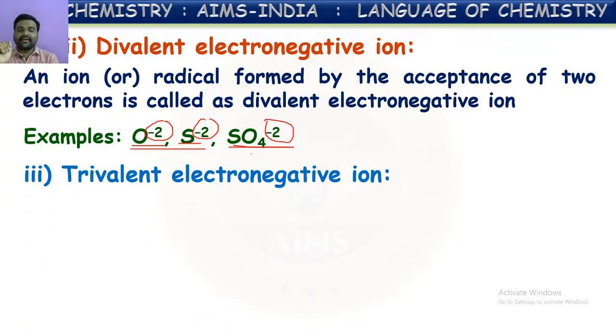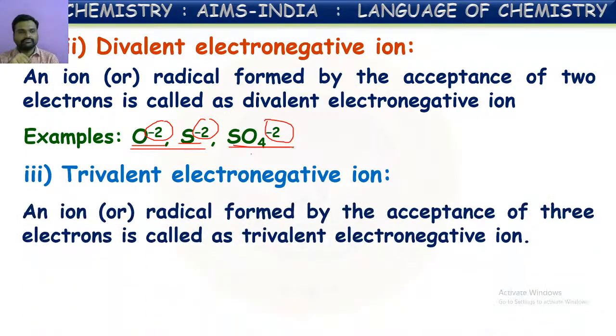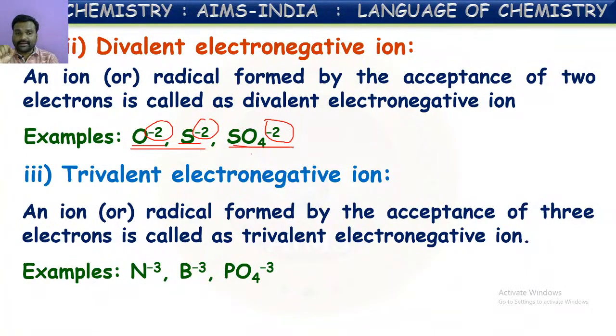Next, trivalent electronegative ion. Simply based upon the name itself, we can say the ion or radical which is formed by the acceptance of 3 electrons is called trivalent electronegative ion. Examples you can see for this also: nitride ion, boride ion, phosphate ion. These all are the ions which are formed by the acceptance of 3 electrons.